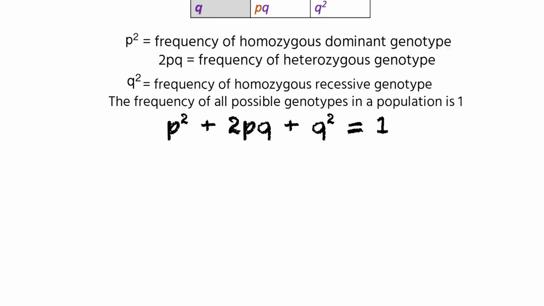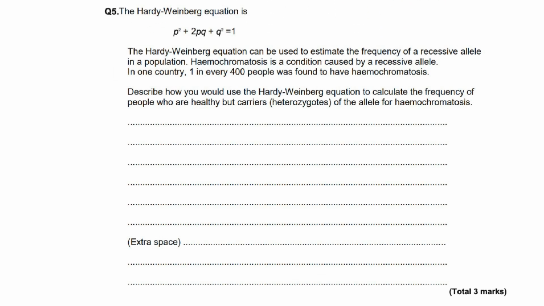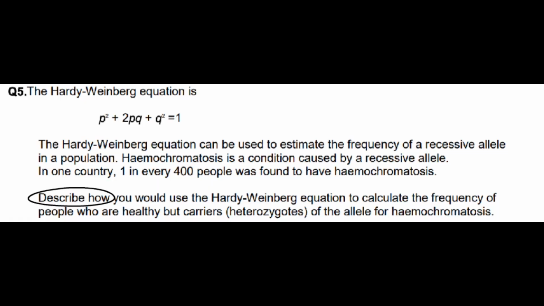So now we can look at an example calculation to try and help you understand what is going on here. This is an example A-level question, which is worth 3 marks. They've given you the equation, or one of the equations, although you should be able to remember the other equation if you need it, because sometimes you need both of them. The Hardy Weinberg equation can be used to estimate the frequency of a recessive allele in a population.